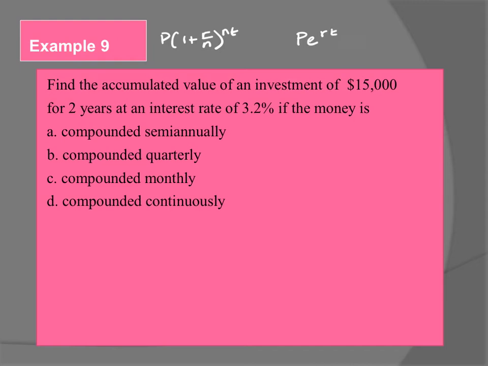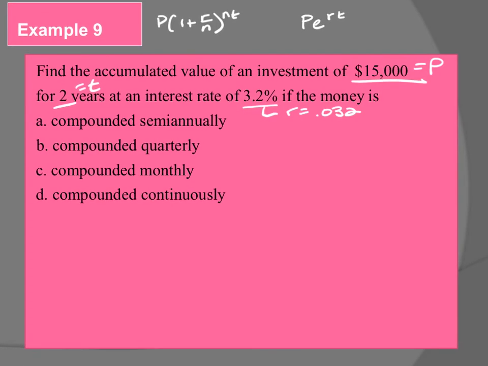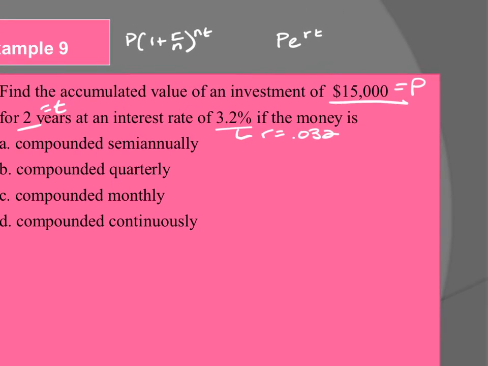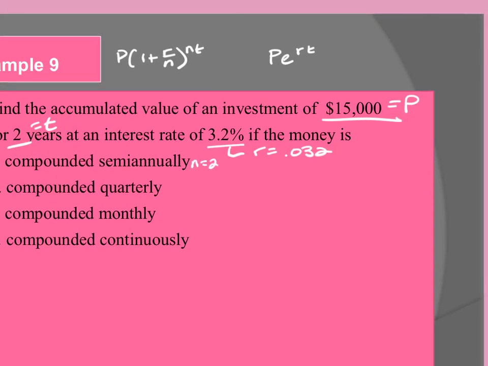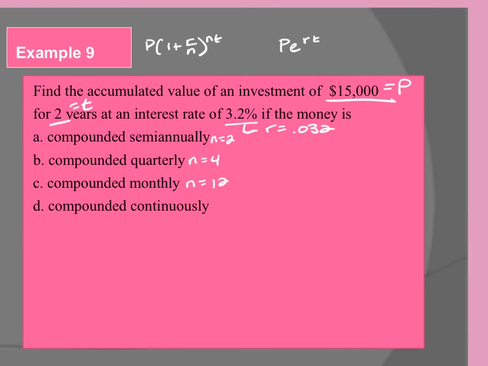So I need to know P. What's P? 15,000 is P. That's how much money I initially put into the account. I need to know R. What's R? 3.2%. So 3.2% in decimal format is what? 0.032. Good. Move my decimal 2 places. I need to know T. 2 years. And then for semi-annually, how many times per year is that? 2. For quarterly? 4. For monthly? 12. For continuously, I don't need it.